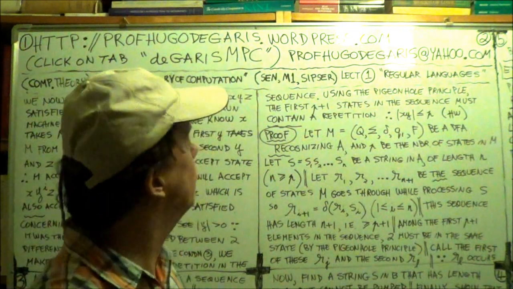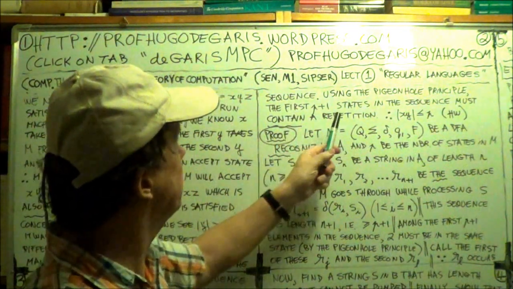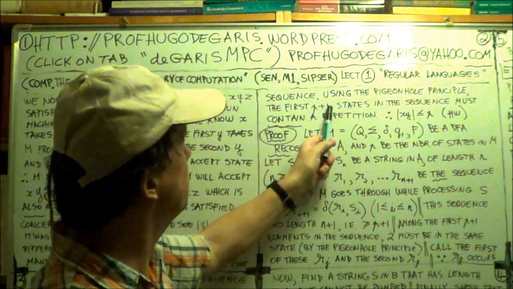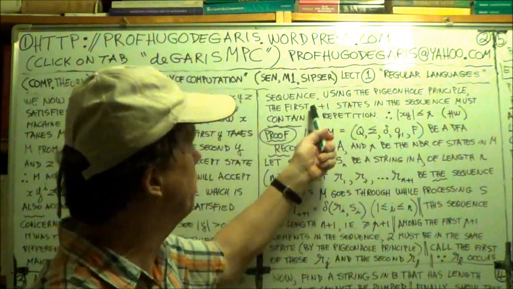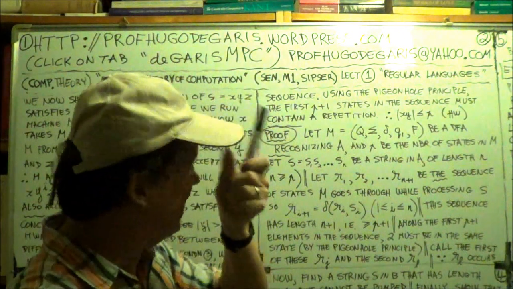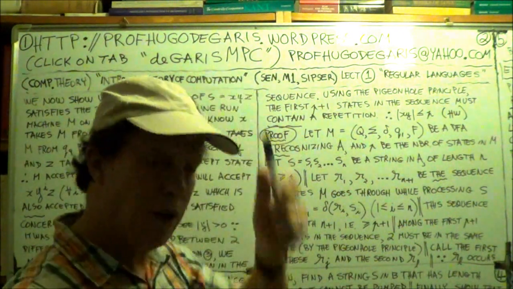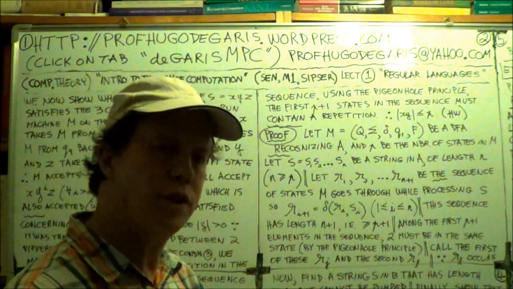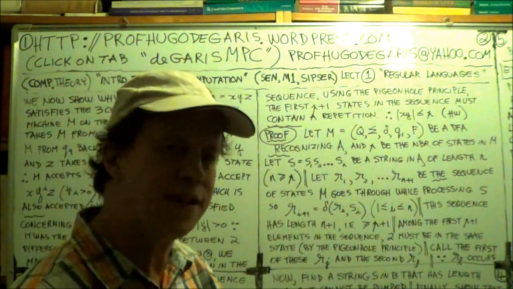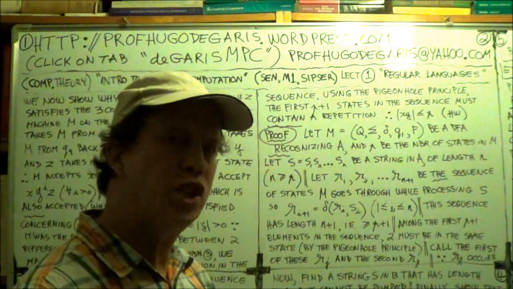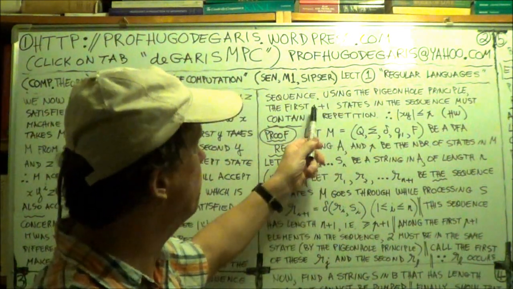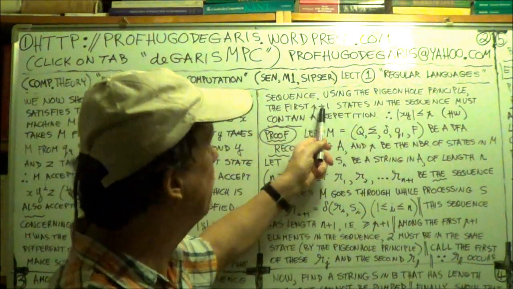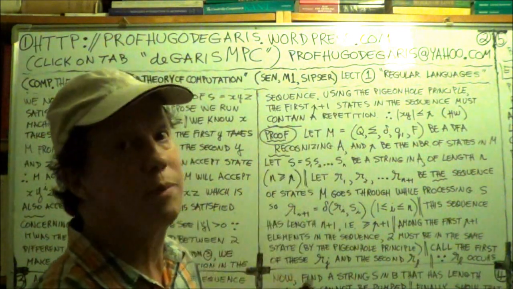Right? So this sequence of p plus 1 states must have a repetition, because p plus 1, or n plus 1, there are only n different states in your big Q. There are only little n states in your machine M, your DFA. Okay? So if you have a sequence of p, or little n plus 1 states, at least one of them must be a repeat.